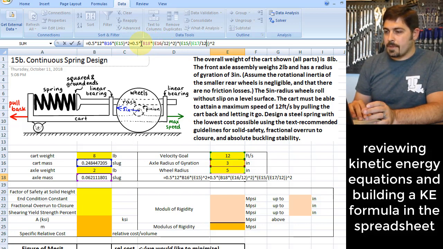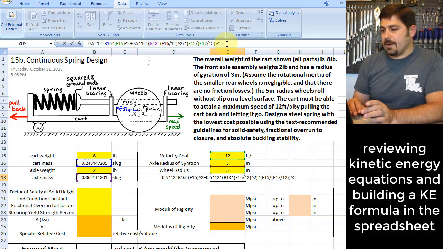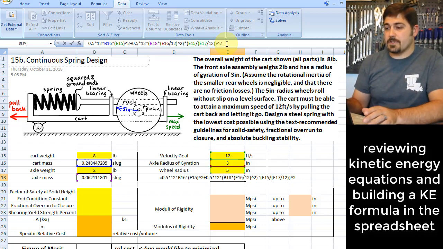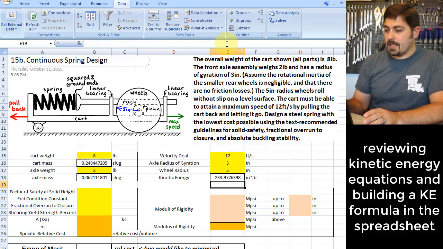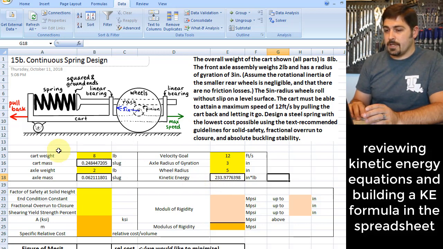And so the other thing that I need to do here is the same type of conversion that I did before with the first term and multiply this by 12. And I know that's a big old formula right there, but that should get us the right answer in terms of the amount of kinetic energy. And that amount of kinetic energy that we need out of this cart once we've backed it up and let it go turns out to be about 234 or so inch-pounds.